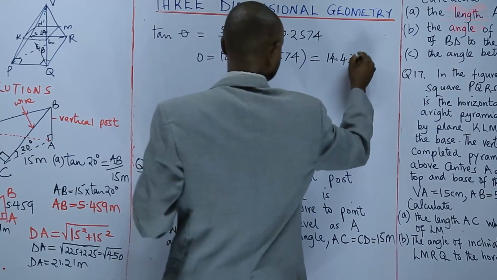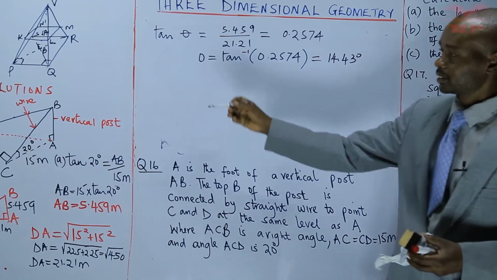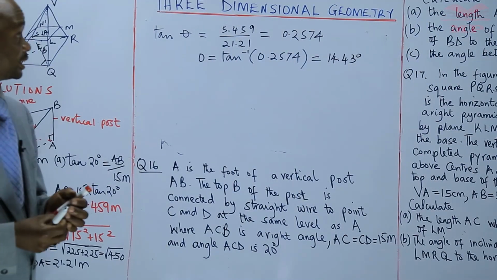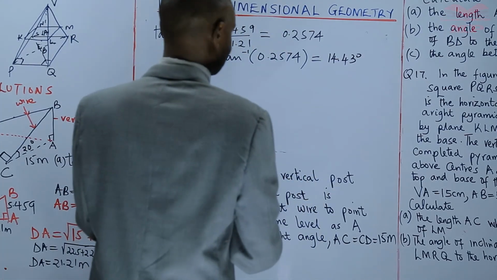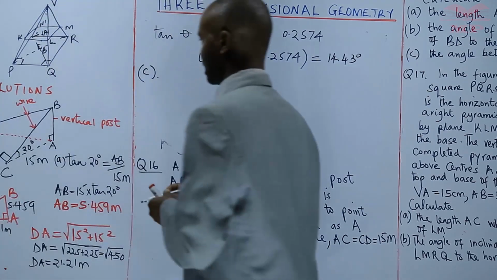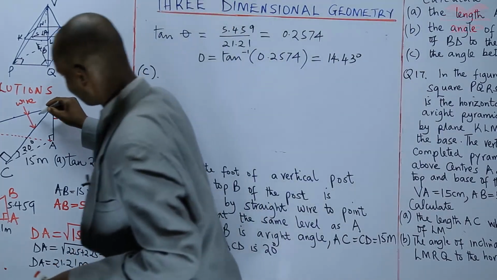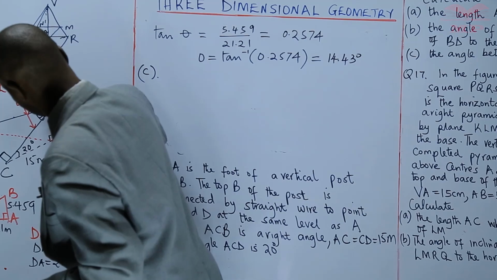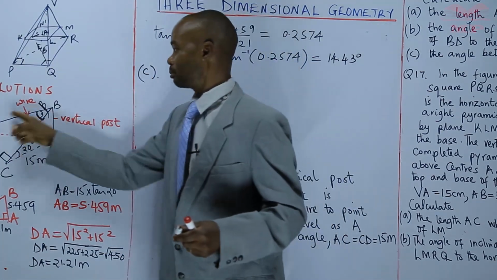14.43 degrees. That is the angle of inclination. So you look at the tips, the steps. We move to C. Angle between CB and DB. Look at C. Angle between BC. They are looking for this angle. I can call it alpha. They are looking for that angle. This is the angle between BD and BC.